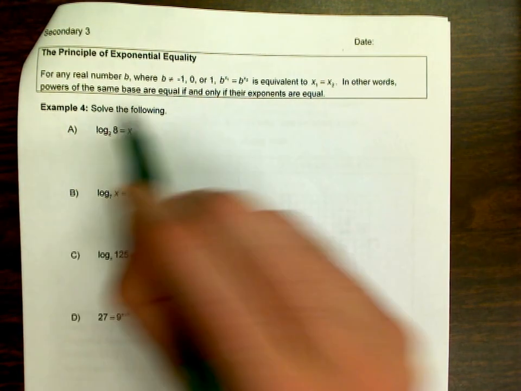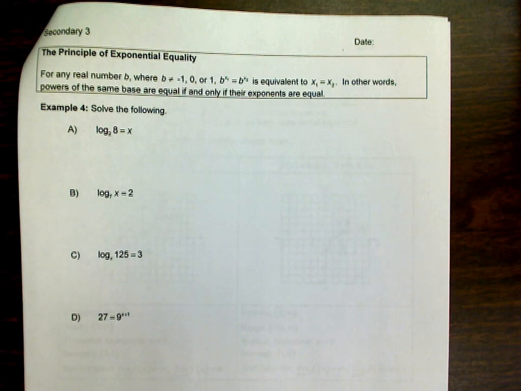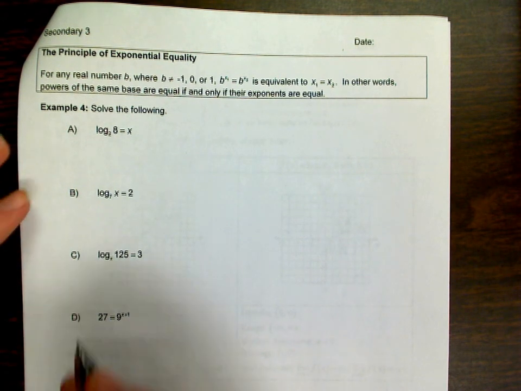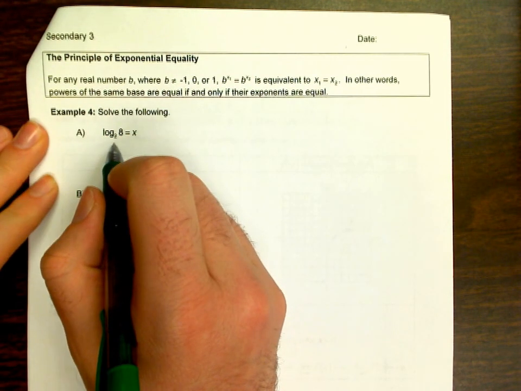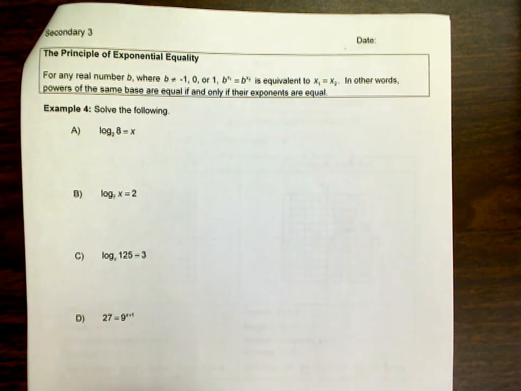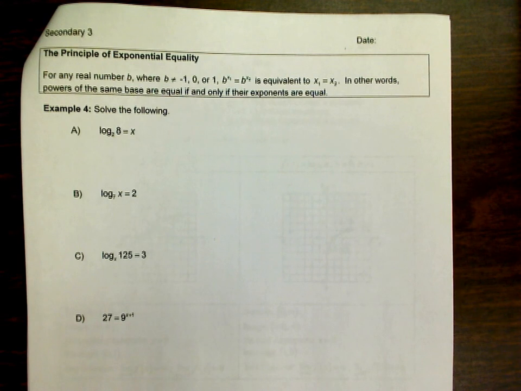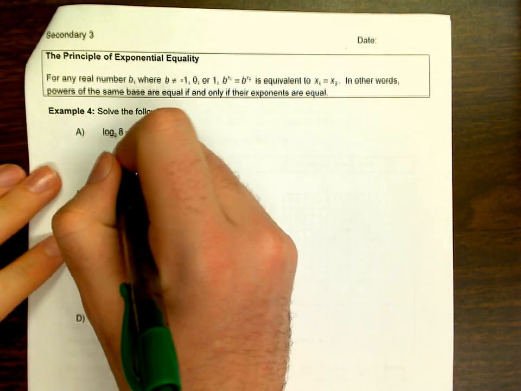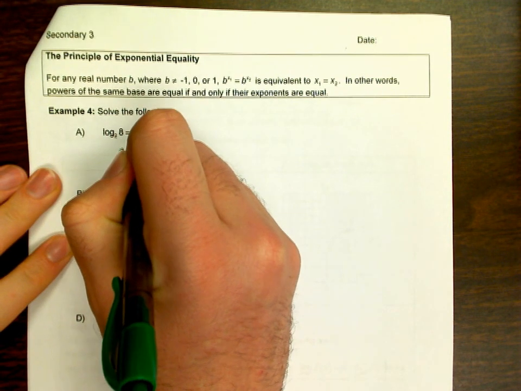So I like how they put this here. In other words, the powers of the same base are equal if and only if their exponents are also equal. So what that means is that the first thing we want to do is convert this back to exponential. If we're going to do things by hand, you're usually going to work with exponential forms at the end of the day. So I'm going to do 2 to the x power equals 8.